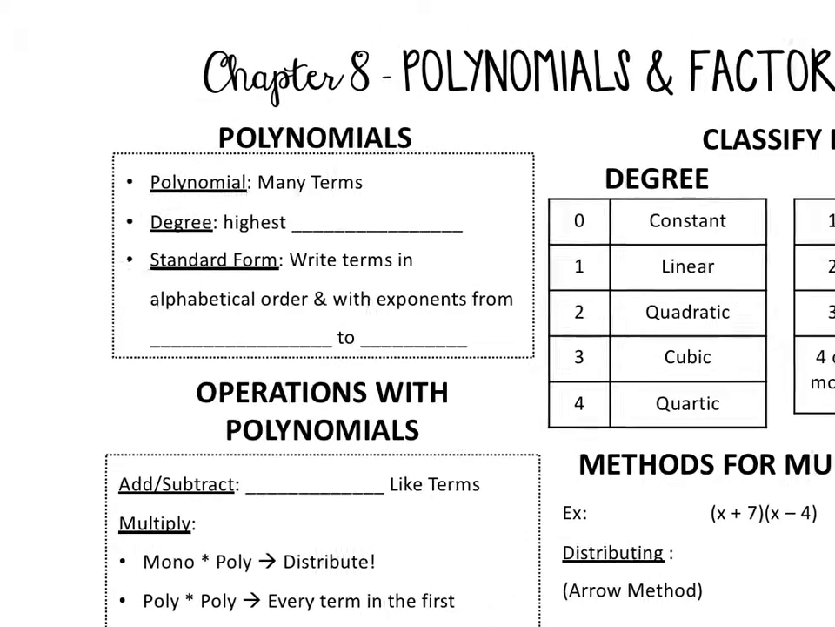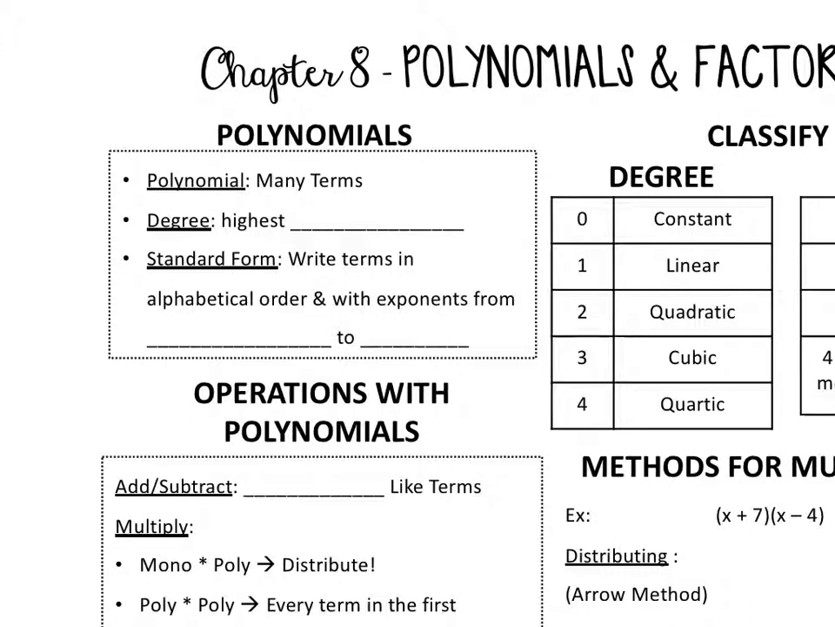The word polynomial itself means many terms. Poly means many, nomial means terms. Degree is the highest exponent in a polynomial, and so if the highest exponent is a 2, you would have a degree of 2. Standard form is when all of the terms are written in alphabetical order and the exponents are written from greatest to least. So if a question says to put it into standard form, you would rearrange it so that the exponents are greatest to least.